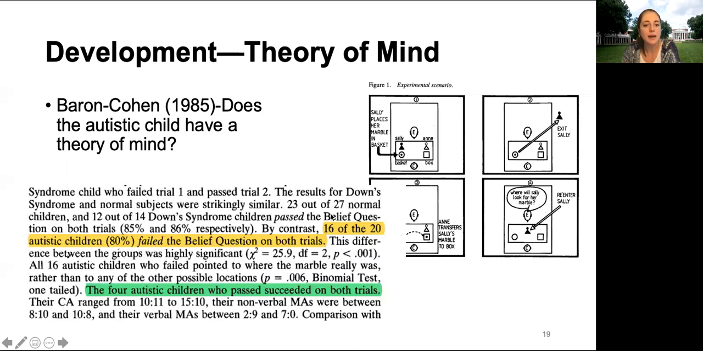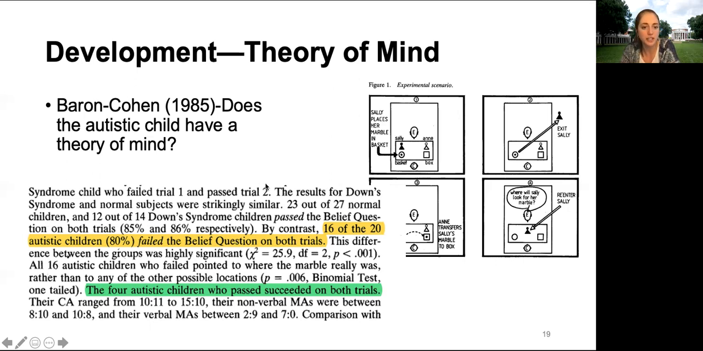Yeah, notably, 16 of the 20 autistic children failed this Sally Ann task on both trials. And importantly, though, even in this first study where a link between autism and theory of mind was suggested, there were still 4 autistic children who passed on both trials, suggesting that theory of mind challenges, or the absence of a theory of mind, is not universal to autism. At least some children can pass this task at this age.